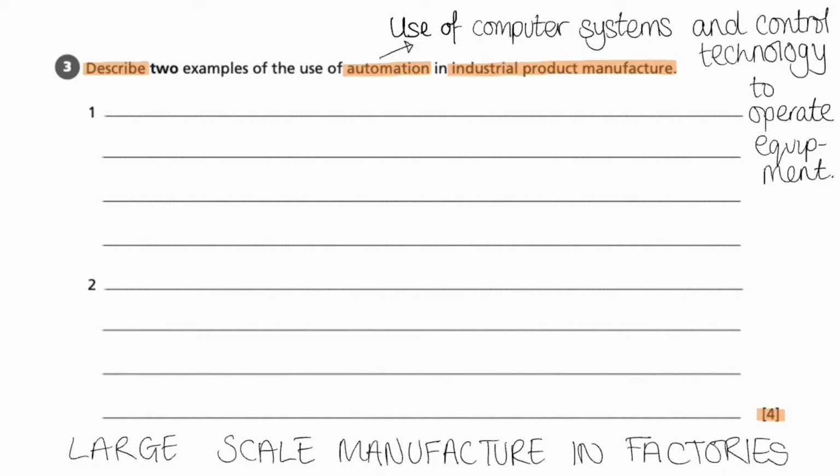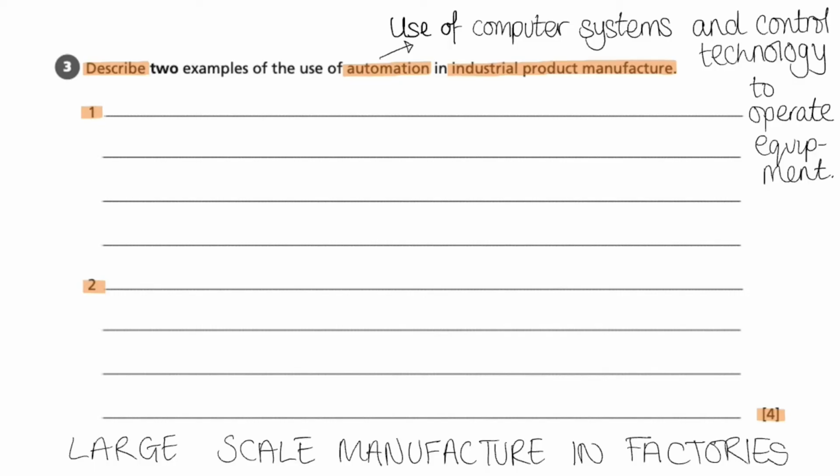Now that we have considered automation, let's look back at the question and check the command word that is used within this. Here we are being asked to describe two examples. Therefore, we must narrate, give an account, tell a story about our examples. Each example must be worth 2 marks, as there is 4 marks available in total for this question.